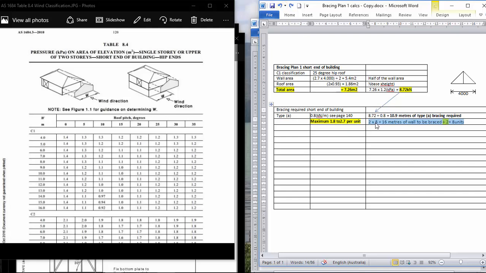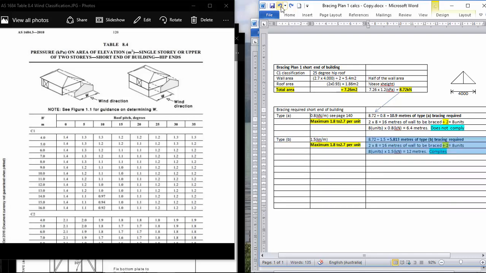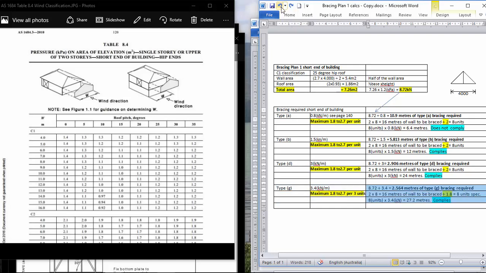The wall is 8 meters long. We have 2 walls, gives us 16 meters of wall, and our bracing units are 2 meters long, so we have 8 units. 8 units times our 0.8 is 6.4 meters, so this doesn't comply. We then repeat the process. Type B brace, which is 1.5 kilonewtons, we do the calculations. Our type D, which is 3 kilonewtons, we do the process there, and then we come down to our type G, repeat the process there.